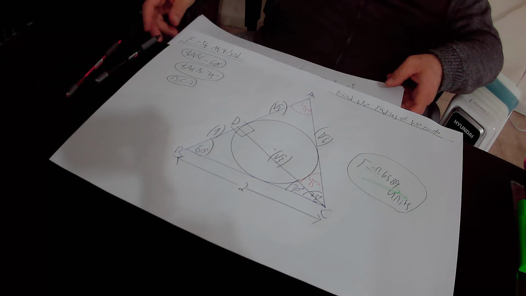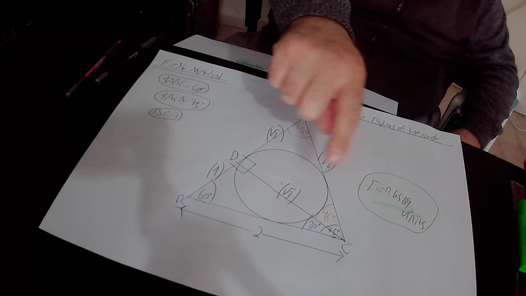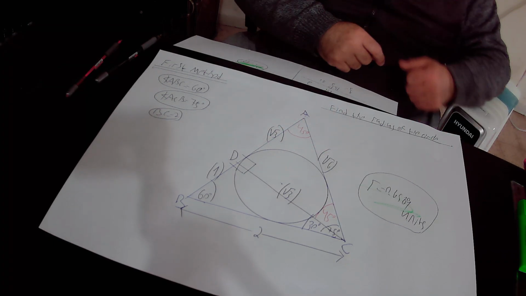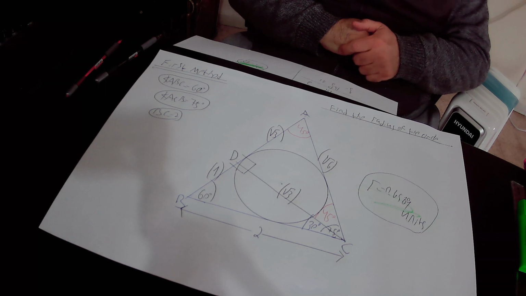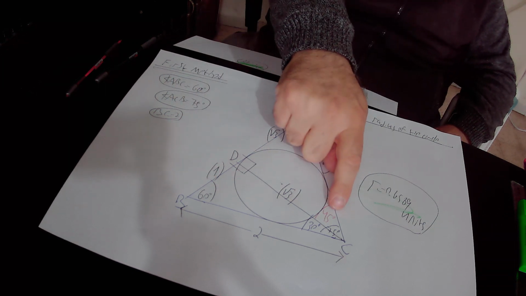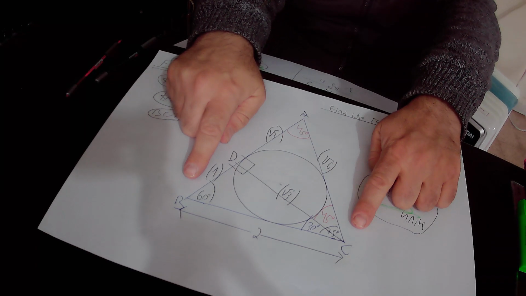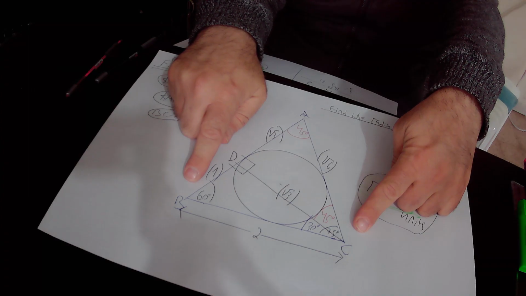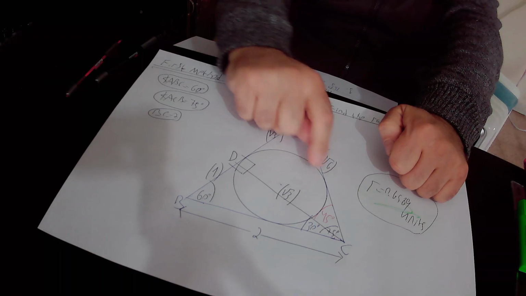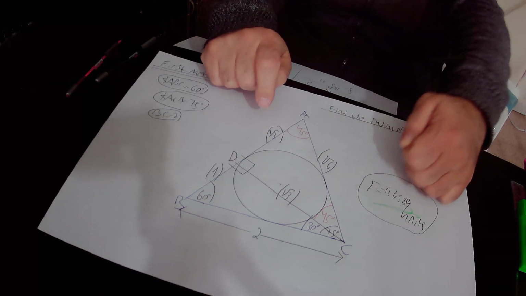In this lecture, we find the radius of the circle inscribed in triangle ABC. We know that angle ABC equals 60 degrees, angle ACB equals 75 degrees, and we also know that side BC equals 2 units in length. Again, our mission is to find the radius of the circle inscribed in this triangle ABC.